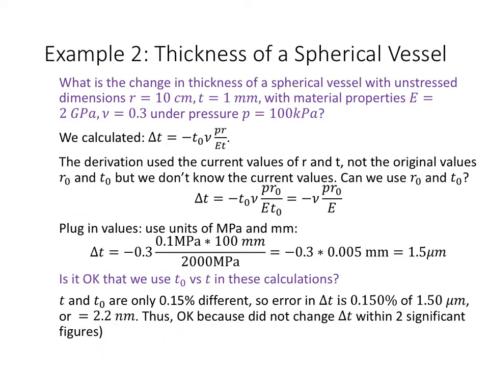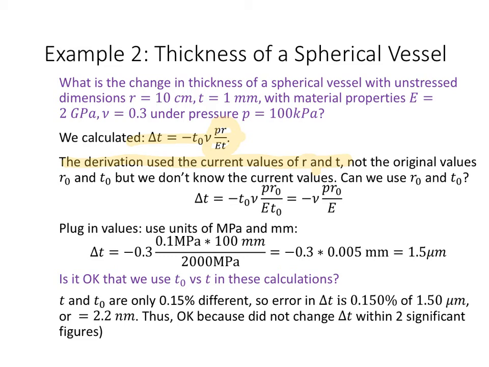Continuing with this example, we had just calculated the change in thickness. Now we'll note that in this derivation, we used the current values of R and T up here, not the original values of R and T. That's because when we derived these, we were using the geometry of the pressure vessel under pressure.